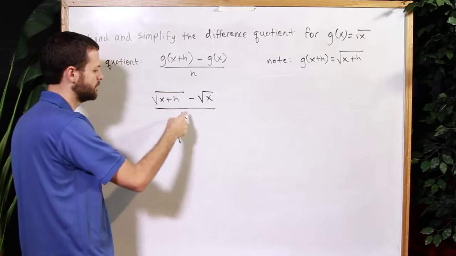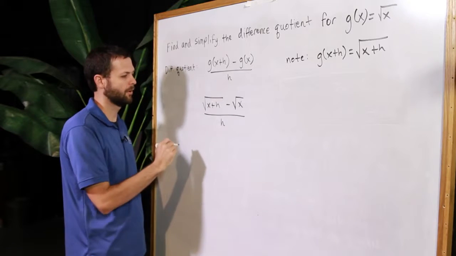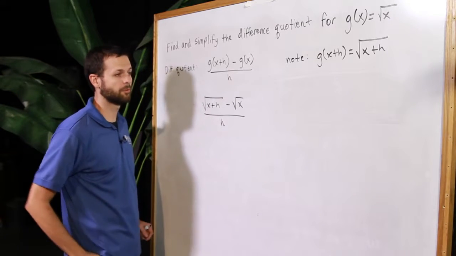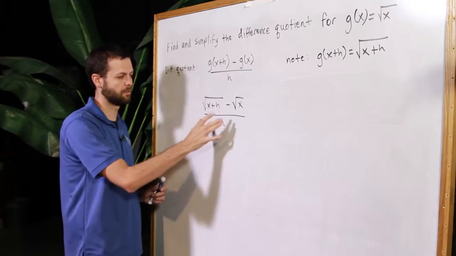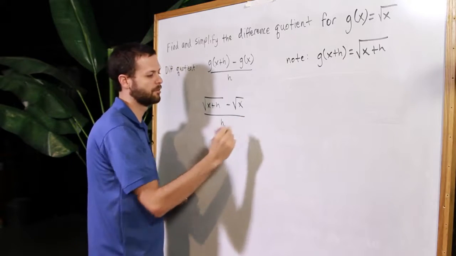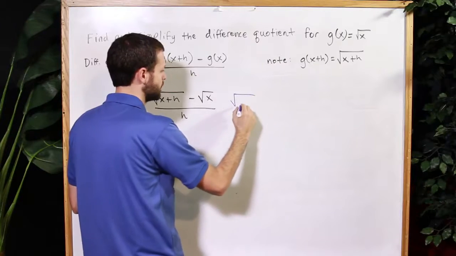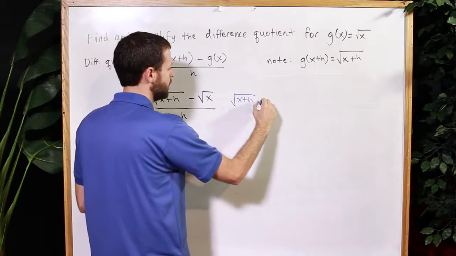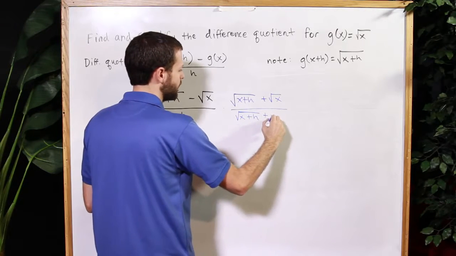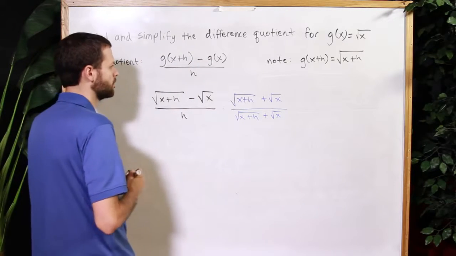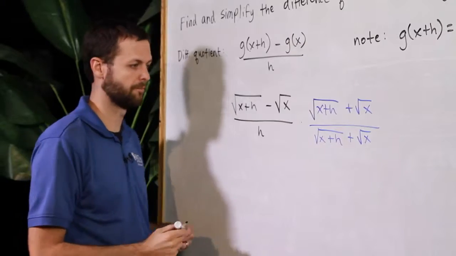Now my goal is to eliminate h from the denominator, hopefully, and simplify this expression. Okay, one trick that I can use is I can multiply this expression, the square root of x plus h minus the square root of x all over h, by the conjugate of the numerator. The conjugate, remember, is just achieved by changing the sign of the middle term. So that is as follows: the square root of x plus h plus the square root of x, all over the square root of x plus h plus the square root of x. Notice that all I've really done is multiplied this original expression by 1, because anything over itself is just 1.